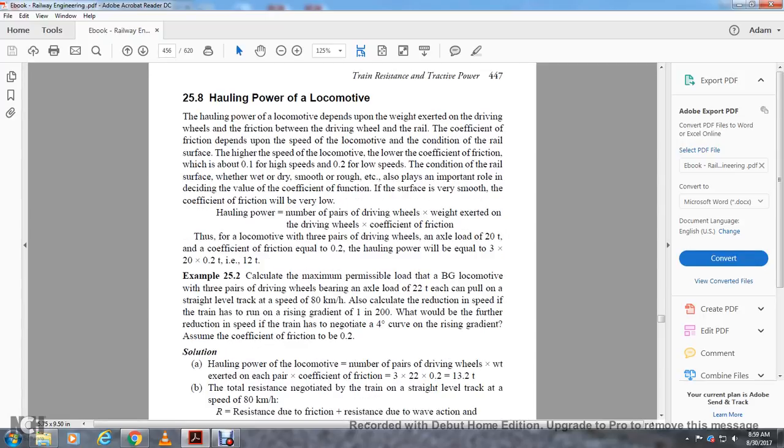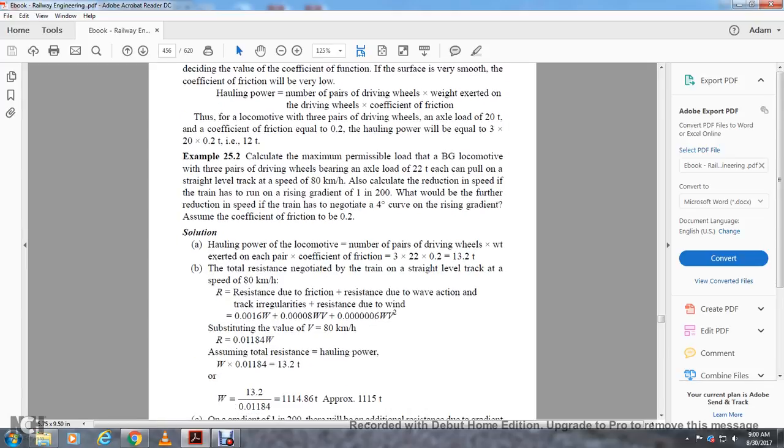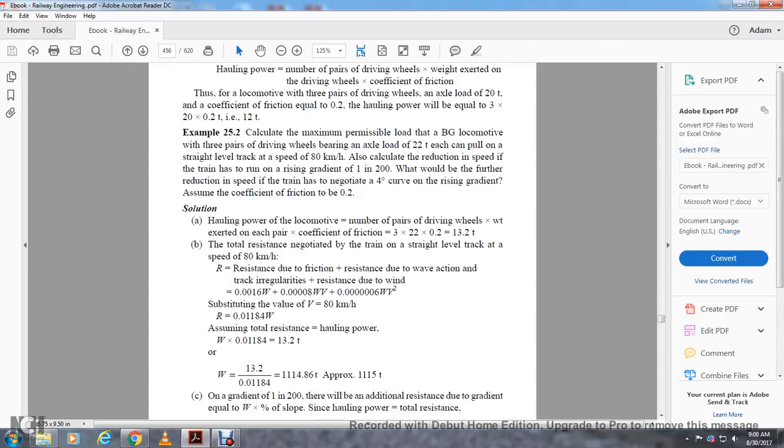Example 25.2. Calculate the maximum permissible load on a broad gauge track for a locomotive with 3 pairs of driving wheels, bearing an axle load of 22 tons each, on a straight level track at a speed of about 80 kilometers an hour. Then calculate the reduction in speed when the train runs on a rising gradient of 1 in 200, and the further reduction when the train negotiates a 4 degree curve on the rising gradient. Assume the coefficient of friction to be 2/10.